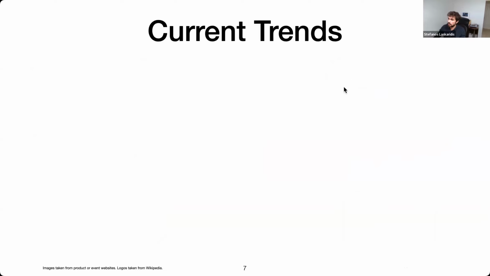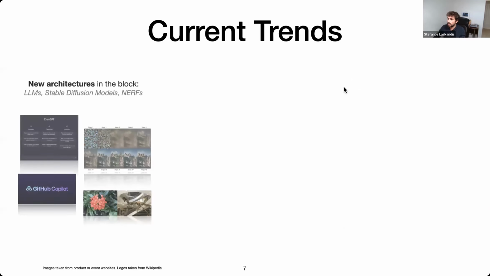Right. So there has definitely been an accelerated pace of advancements lately in the area of AI, be it in the form of different architectures that push the state of the art, in the form of large language models such as ChatGPT or GitHub Copilot. You have diffusion models and DALL-E, or even NeRFs for realistic scene modeling.